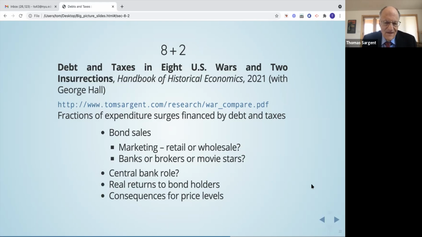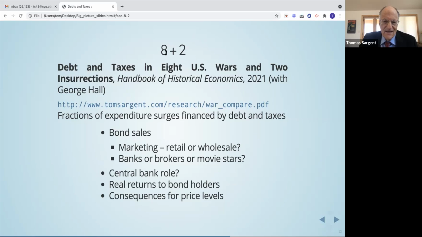We have various themes. We ask how wars were financed, how was debt marketed? Was it retail or wholesale? What were the intermediaries, banks or brokers or movie stars? During World War I and II, it's movie stars. What was the central bank role? In a couple of wars, there was no central bank. And what were the returns to bondholders during and after the war? And what were the consequences for price levels?